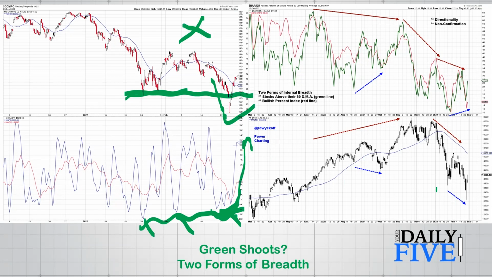Now I put this on the bottom. This is a chart I look at all the time, so apologies, I just set it up that way. But notice that this is a lower high from this high that was made.